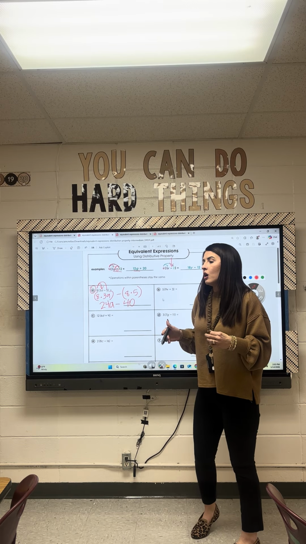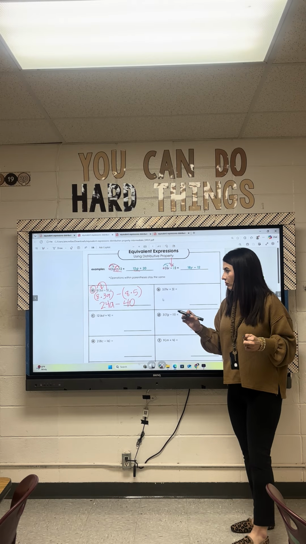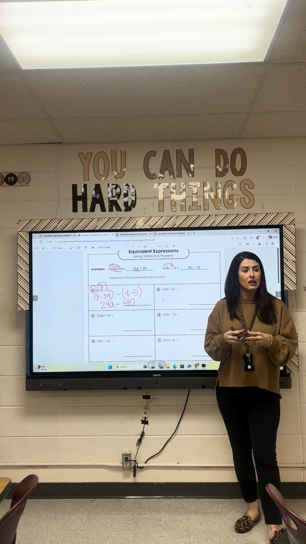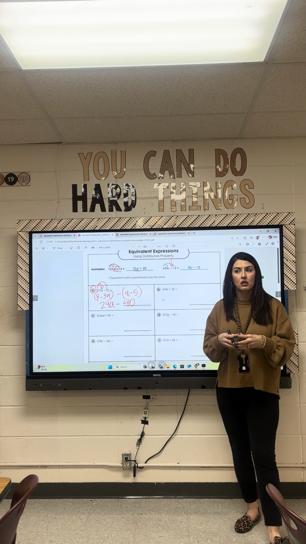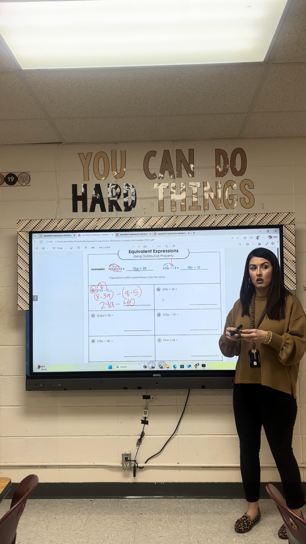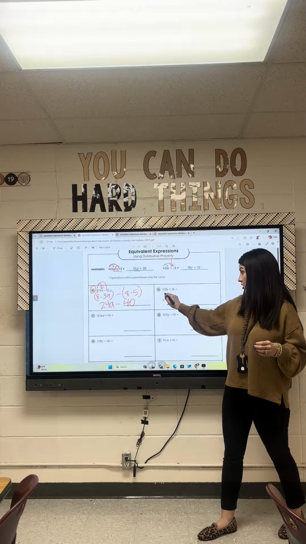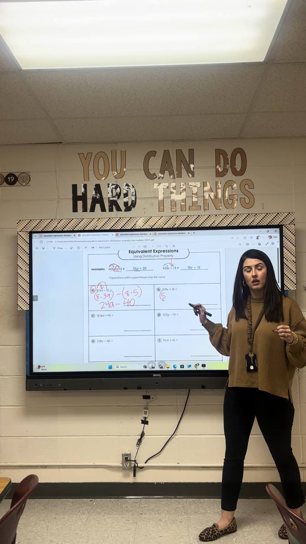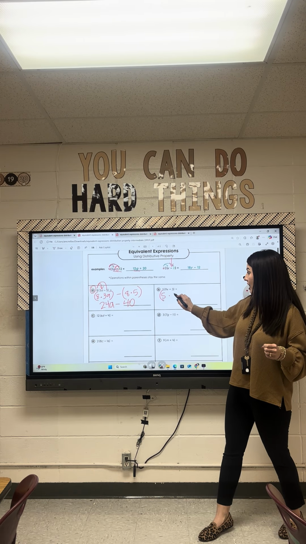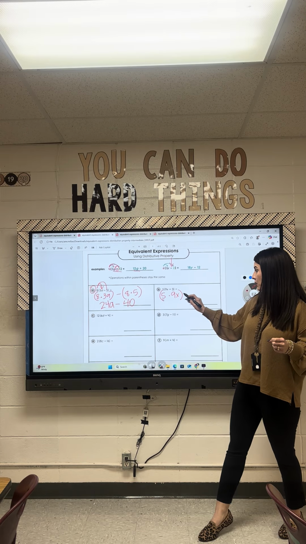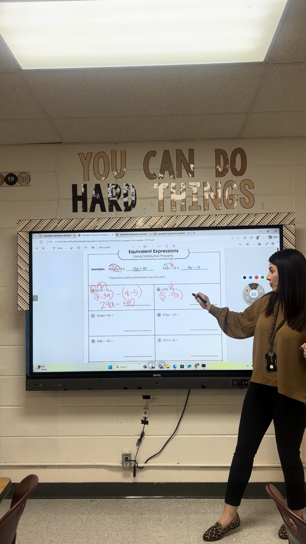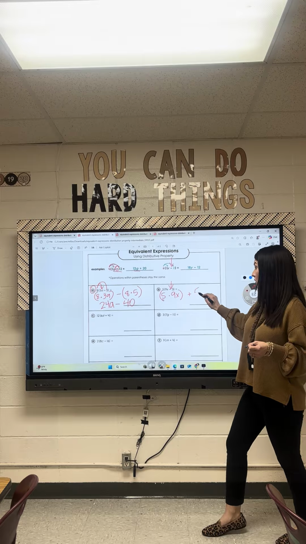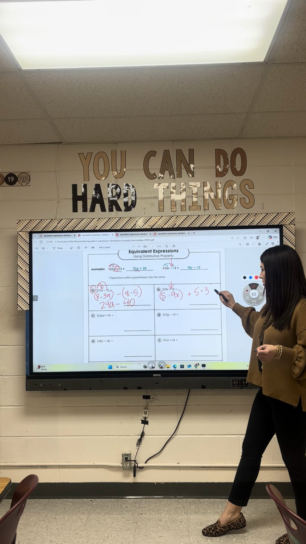Okay, let's look at B. What am I going to do to start out problem B? Zoe? You're going to put 5 and 9x into parentheses. What are they doing? Add, subtract, multiply, divide. Multiply. Good. 5 times 9x in parentheses. I'm adding, so I'm going to keep that. Then what, Paisley? 5 times 3. Good.